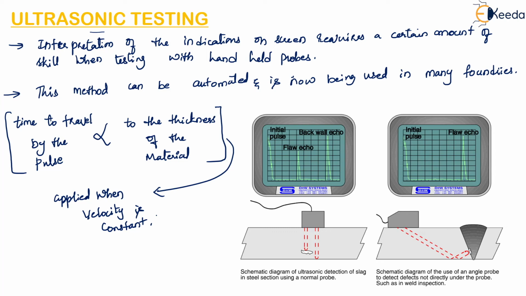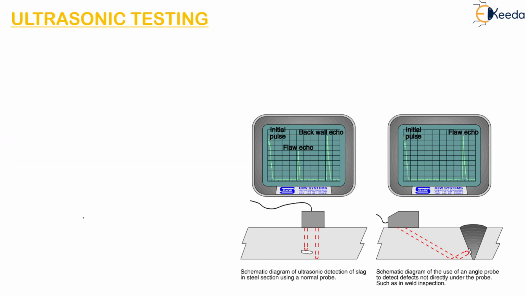So these equipments are easy to use, but it requires prudence in their application. Now, what are the advantages of ultrasonic flaw detection? The first one says that thickness and lengths up to 30 feet can be tested.